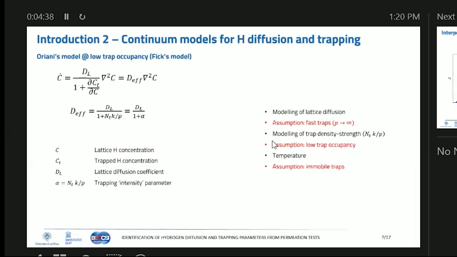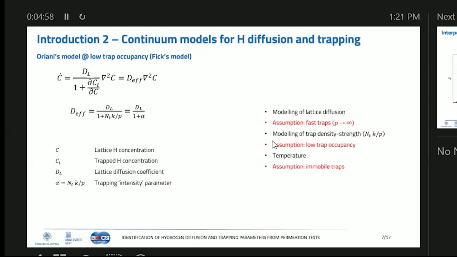Low trap occupancy. In which case we go back again into something functionally equivalent to the fixed model, asterisk there, by having a D effective which is not dependent anymore on hydrogen concentration. This comes again with immobile traps, fast traps, and low trap occupancy. Why did I say all of this?